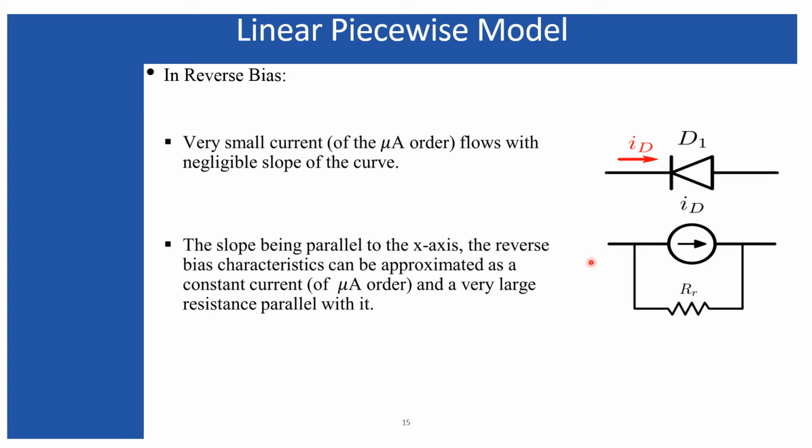And since the slope is parallel to the x-axis, that means the slope is 0 or approximately close to 0. So the inverse of that will be very high. So in reverse bias, a very high resistance appears across the current source. So that is why I have modeled in this way.